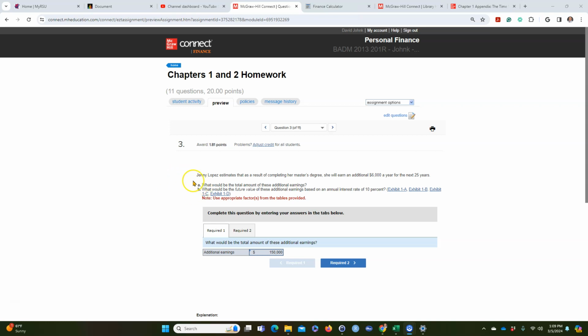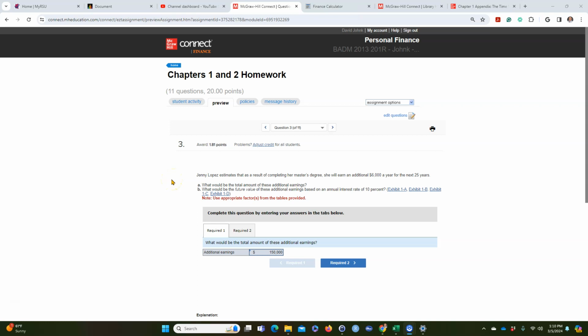It says Jenny Lopez estimates as a result of completing her master's degree, she will earn an additional $6,000 a year for the next 25 years. She wants to know the total amount of those additional earnings. So in other words, if you're not earning any interest on that $6,000, what would it be? And then if you can earn 10% on the $6,000 a year, what would the future value be of that after 25 years?